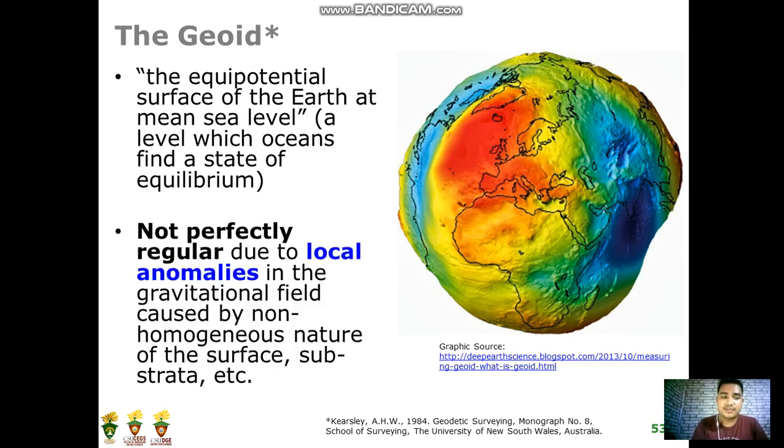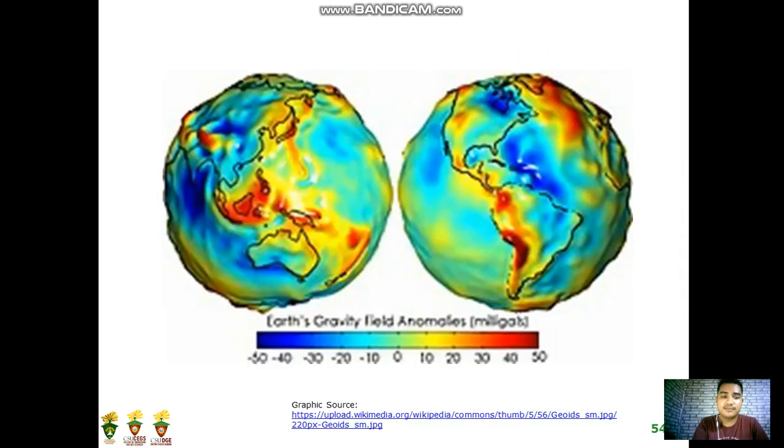then mo na siya ang ma-form nga geoid. So geoid is not perfectly regular due to the local anomalies in the gravitational field caused by non-homogeneous nature of the surface and substrata. So as you can see in the picture, no, dili gid siya regular, okay? Mura siya og kanang bato, no? Wala siya exact na shape. That's geoid.